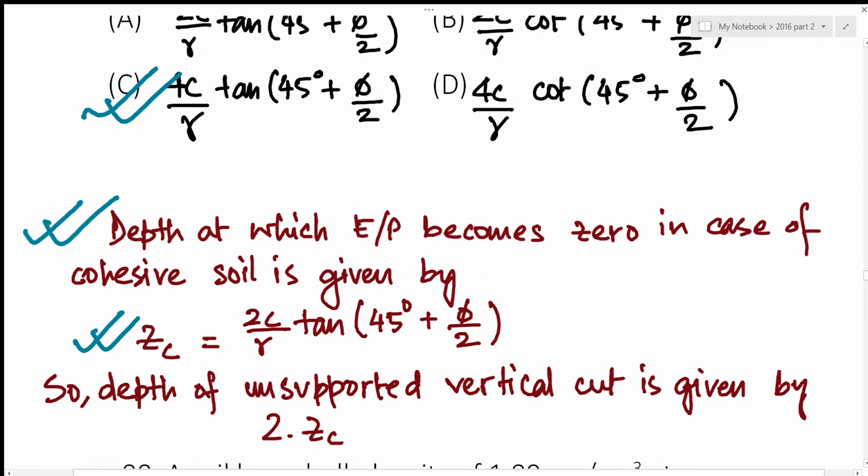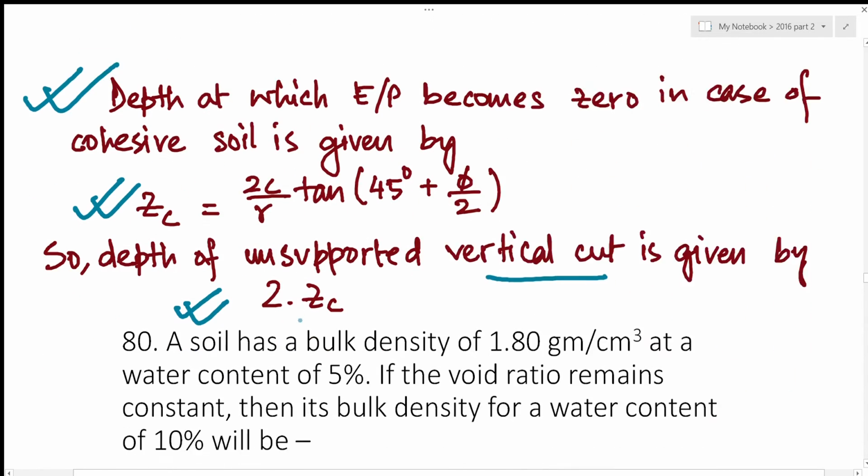Now the depth at which earth pressure becomes 0 in case of cohesive soil is given by Zc, which is 2C by gamma tan(45 plus phi by 2), and the depth of unsupported vertical cut is given by 2 times this depth. So the answer would be 4C by gamma tan(45 plus phi by 2).